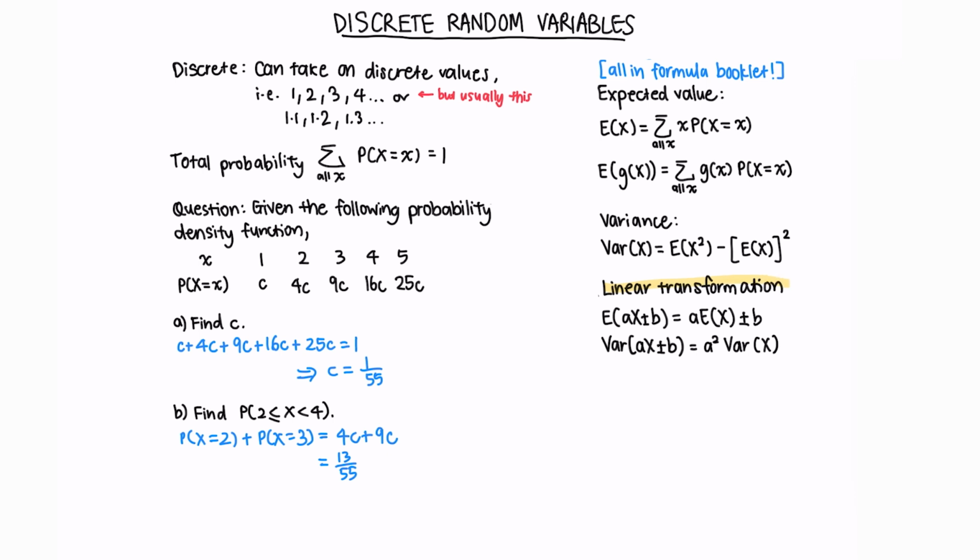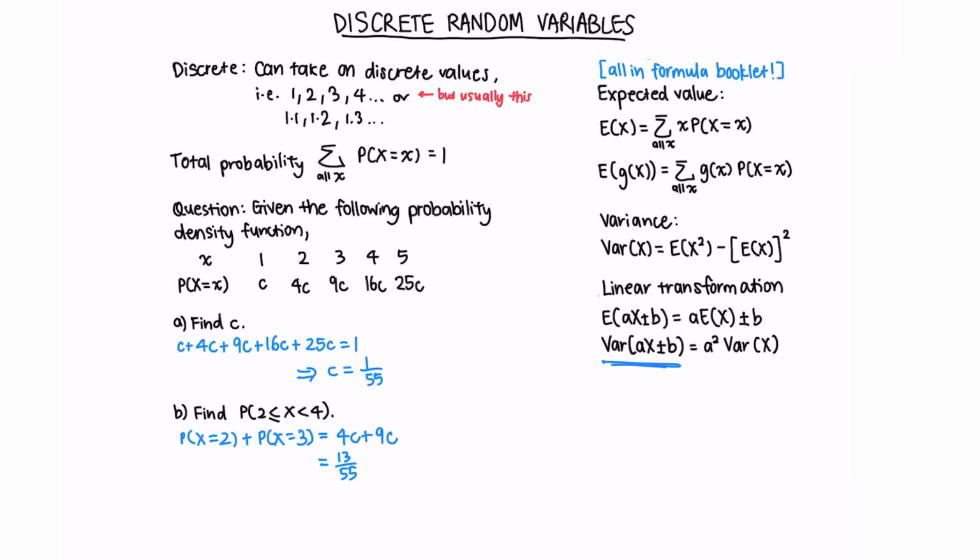Now finally, we have the linear transformation of variables. So what does this mean? Let's say I have the expected value of some ax plus or minus b. This will actually be equivalent to a E(x) plus or minus b. So let's say we apply this formula. Let's say I want to find E(2x minus 3). This is the same as 2E(x) minus 3 as per this formula.